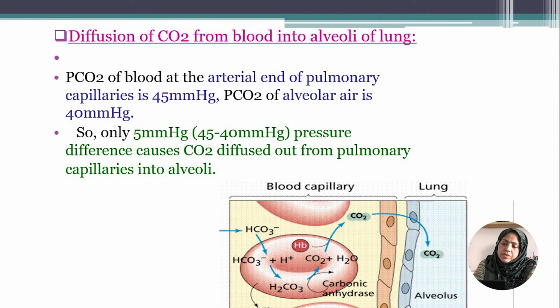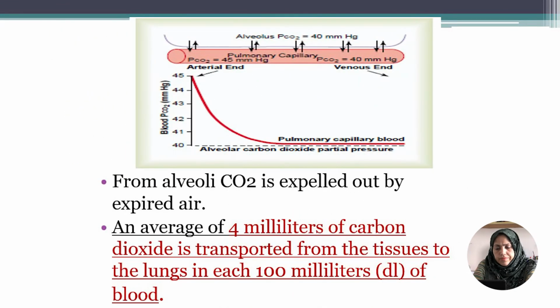Lastly, the diffusion of carbon dioxide from the blood into the alveoli of the lung. Partial pressure of carbon dioxide of blood at the arterial end of the pulmonary capillaries is 45 mm of mercury, and partial pressure of carbon dioxide of the alveolar air is 40 mm of mercury. So, only 5 mm of mercury pressure difference causes carbon dioxide to diffuse from the pulmonary capillaries into the alveoli. From the alveoli, carbon dioxide is expelled out by the expired air. So, an average of 4 ml of carbon dioxide is transported from the tissue into the lung in each 100 ml of blood.